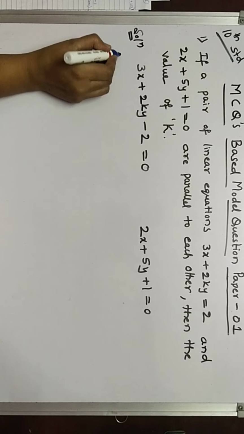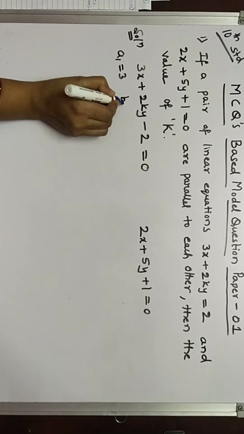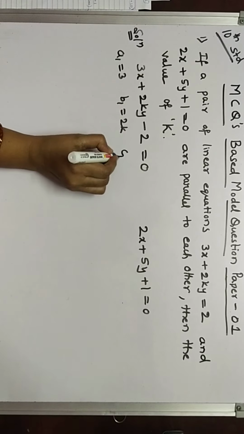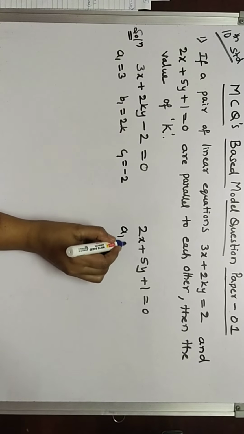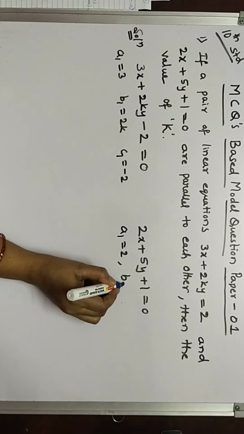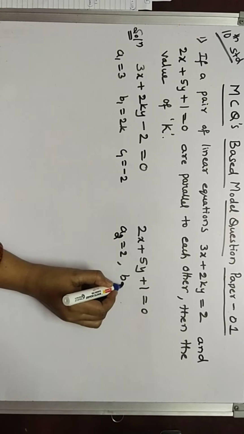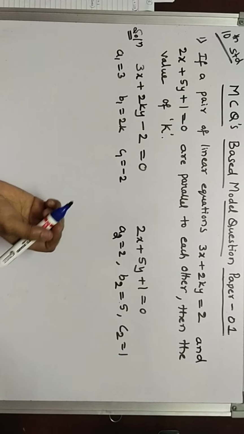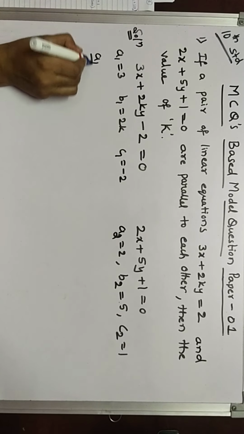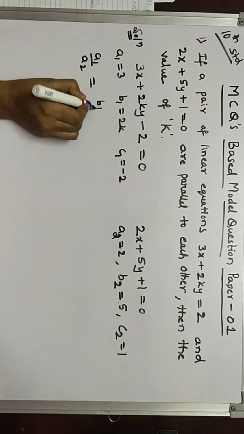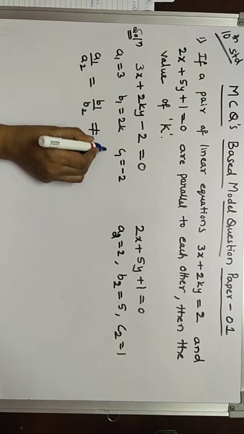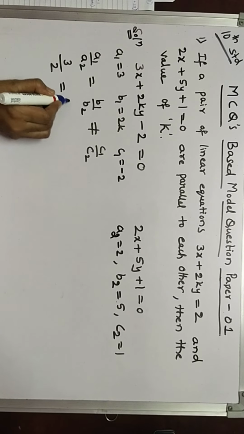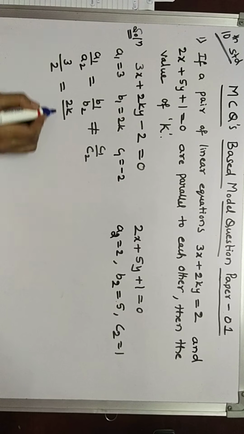Now you write down a1 is 3, b1 is 2k, next c1 is minus 2. Then here a2 is 2, b2 is 5 and c2 is 1. The condition for parallel lines is a1 by a2 is equal to b1 by b2 but not equal to c1 by c2. Yes, a1 is 3, a2 is 2, is equal to 2k by b2, which is 5.